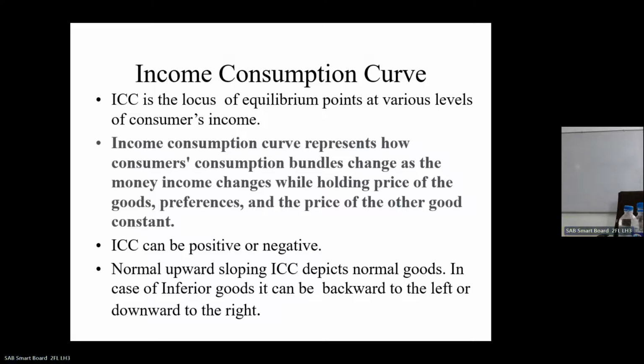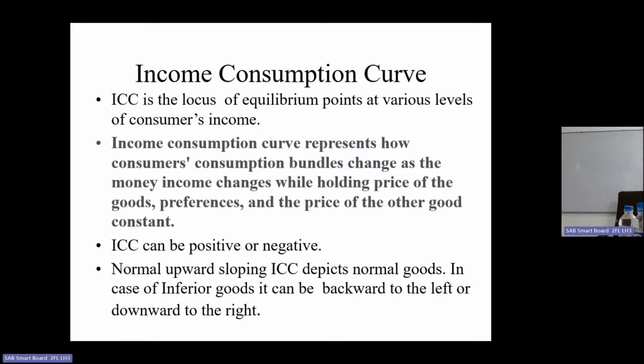Normally we see the ICC for normal goods as upward sloping. A negative relationship we identify in the case of inferior goods. So negative relationship means it may be downward sloping to the right, or backward sloping to the left.